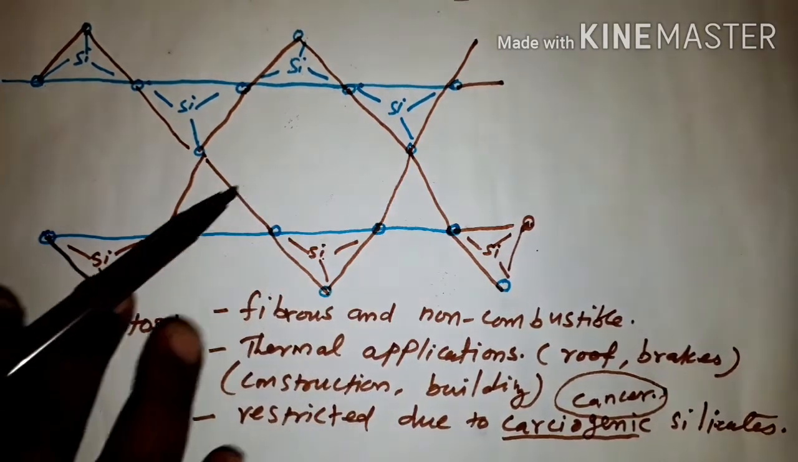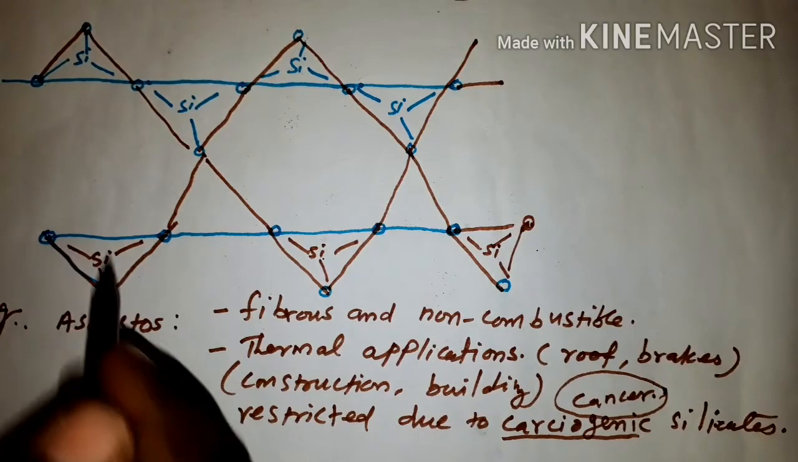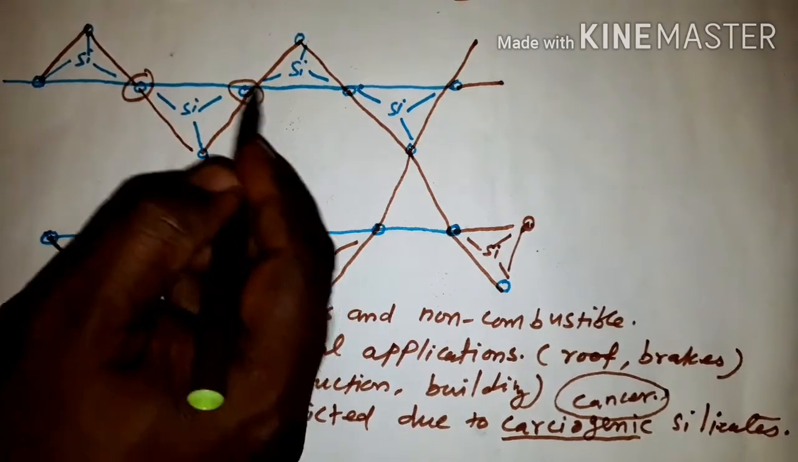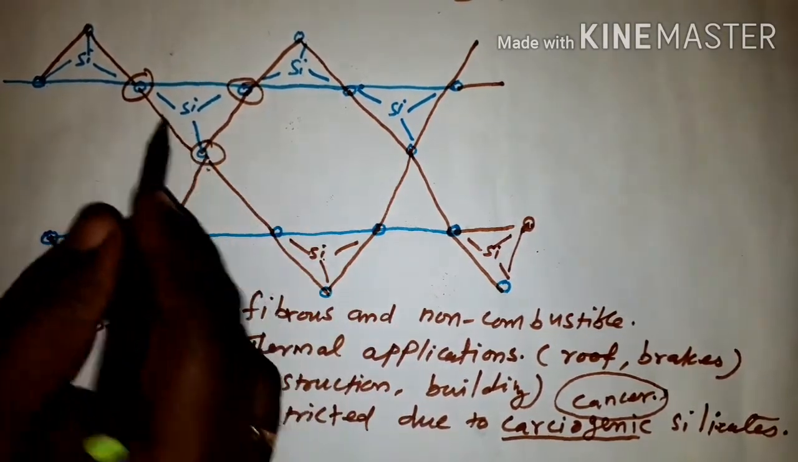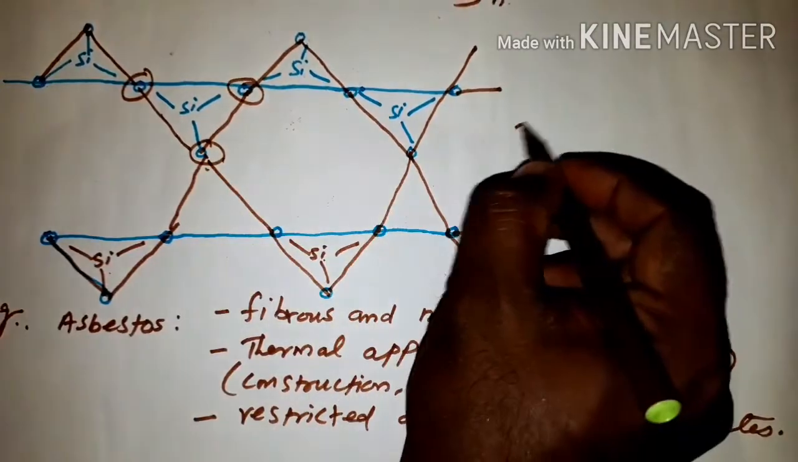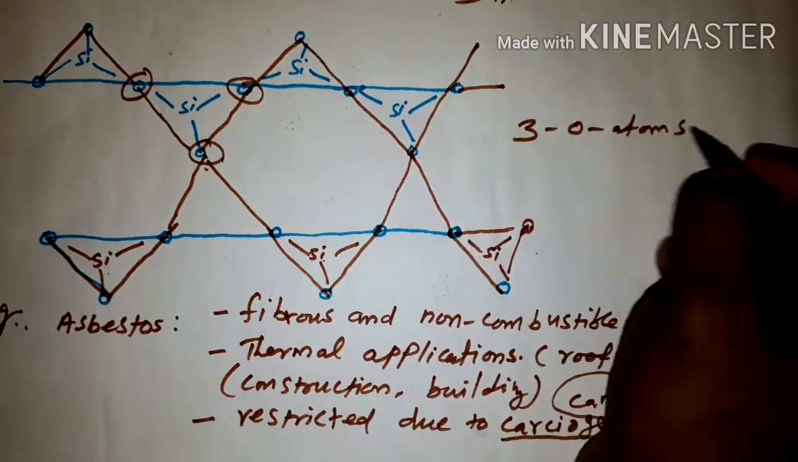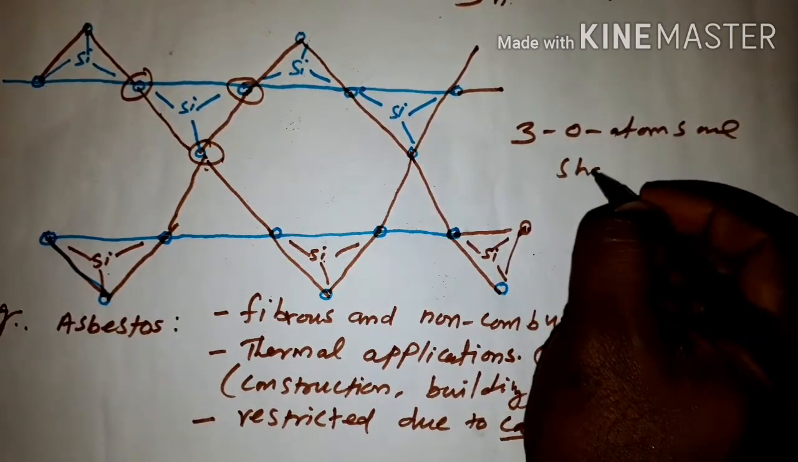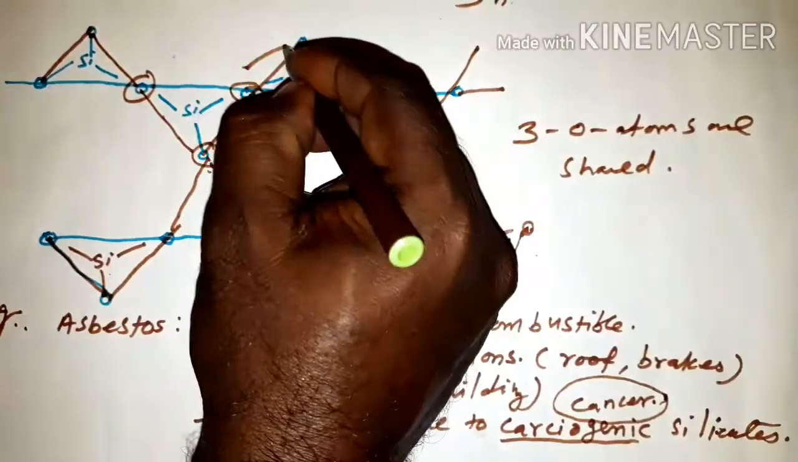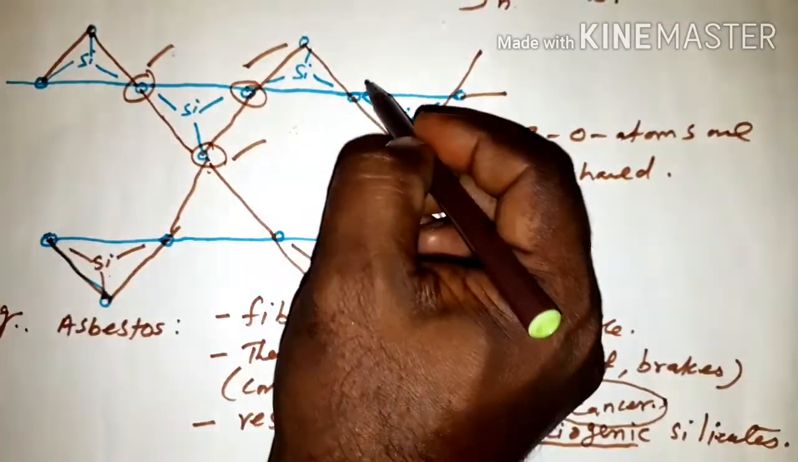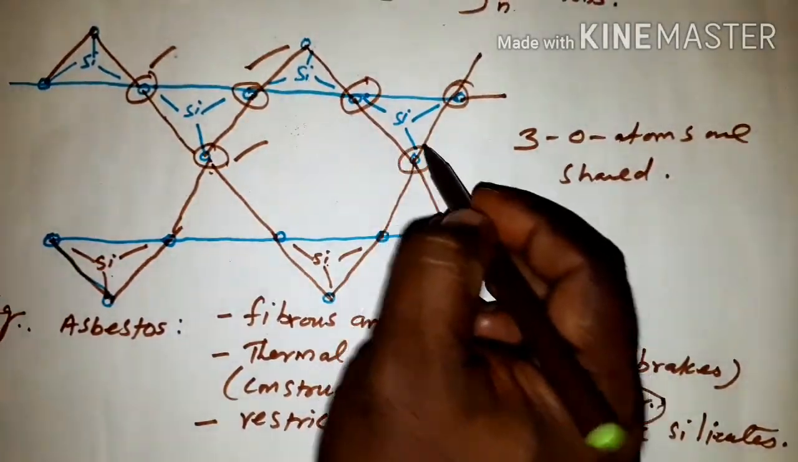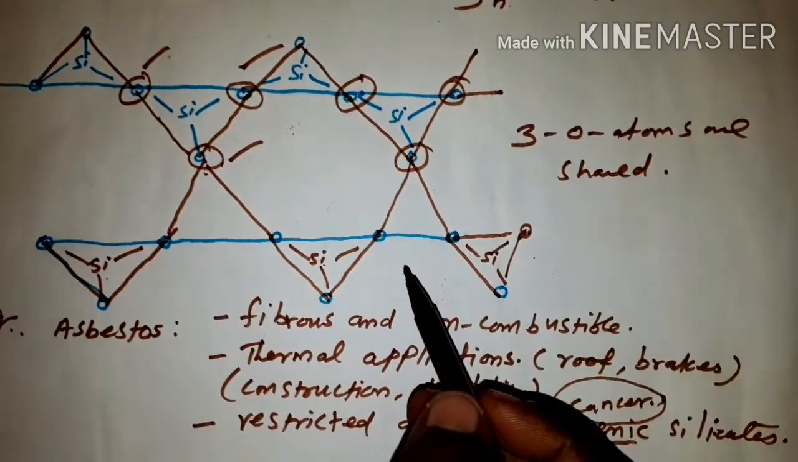Okay, hope you understood. And here you see three oxygen atoms make a link. So three oxygen atoms are shared. See this 1, 2, 3 oxygen atoms. Here also 1, 2, 3 oxygen atoms are shared.